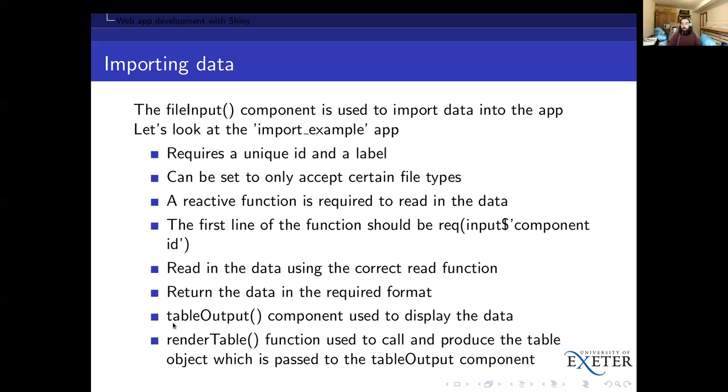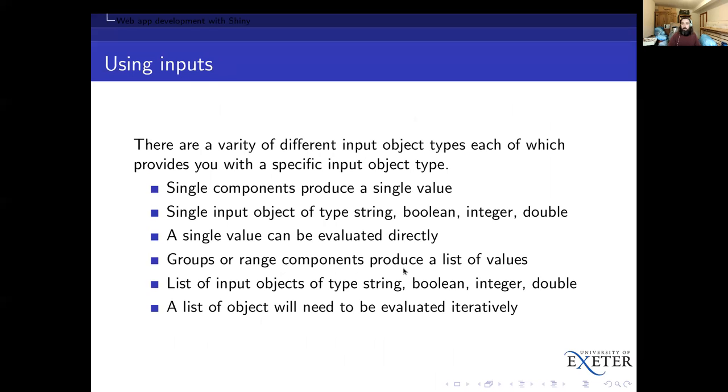Then within this example, we're going to have a table output, which is a component used to display the data. It displays it as a table. And the renderTable function renders the table. So they're quite obvious names, I hope. There are quite a few of them, but this renderPlot, renderText, renderTable, they're fairly memorable.